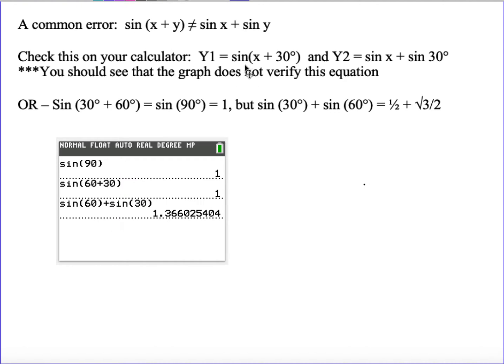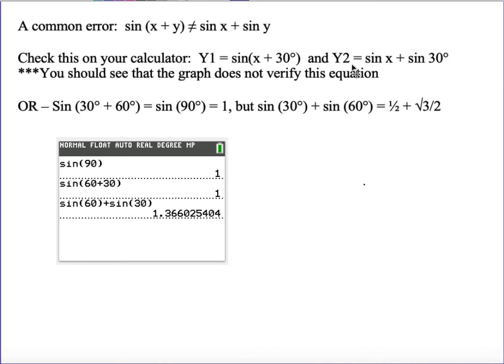You could try graphing it on your calculator. Graph something like the sine of x plus 30 in y1, and then in y2 distribute that sine, which again is not possible to do. But if we do this as the sine of x plus the sine of 30, you would see that the graphs of those two functions are not the same. We also could check that out on our calculator.